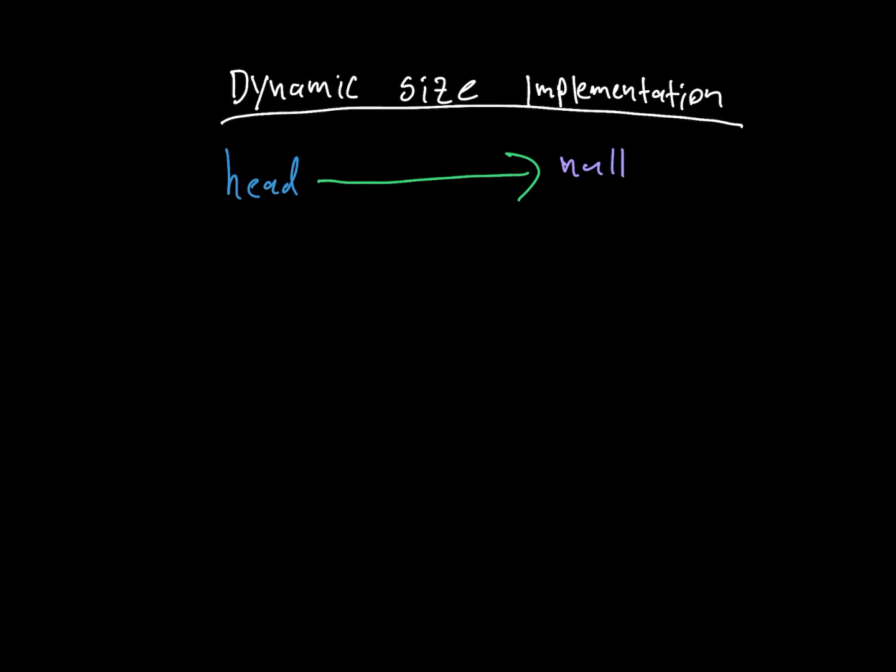We want to push into the stack X. So what would we do? We would create this new node, fill the data with X, and then the next pointer would point to the current first node in the sequence. In this situation, it's actually just pointing to null, right? You would update head to point to our new node.